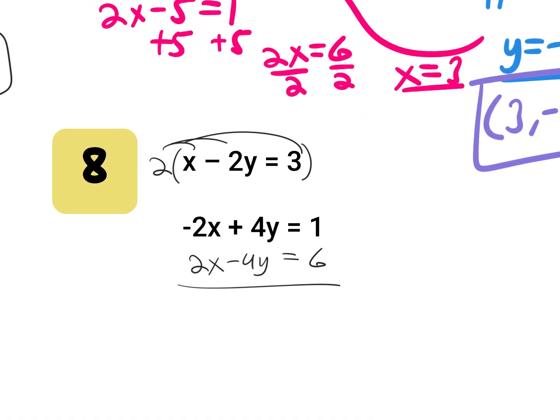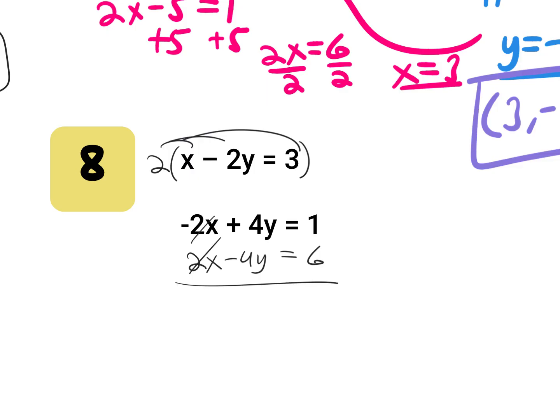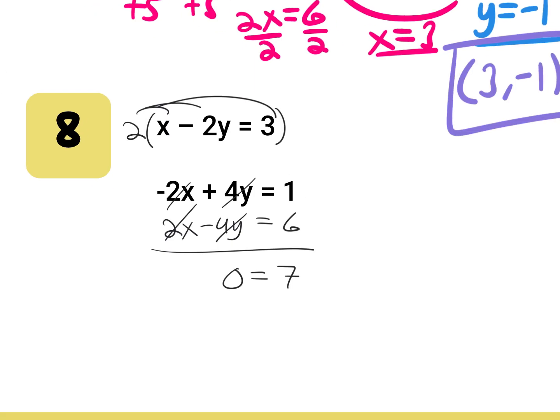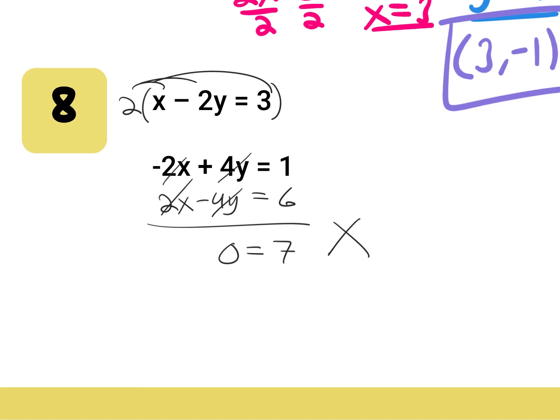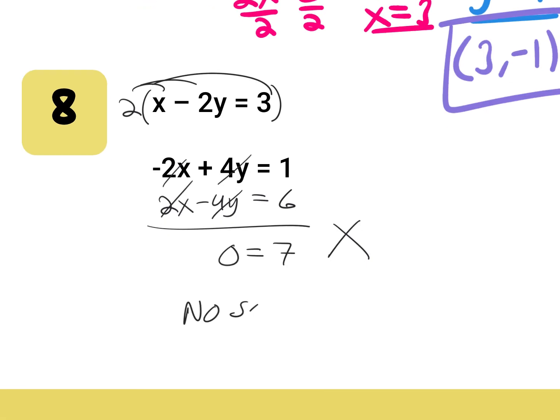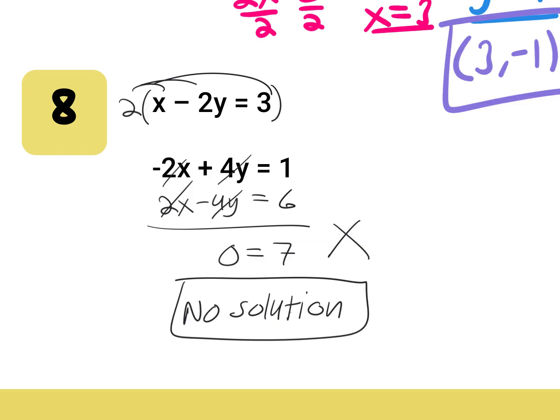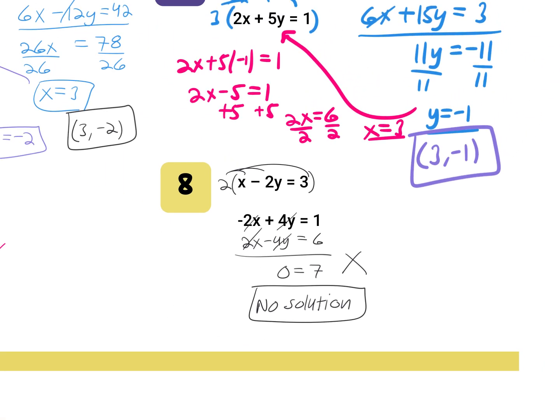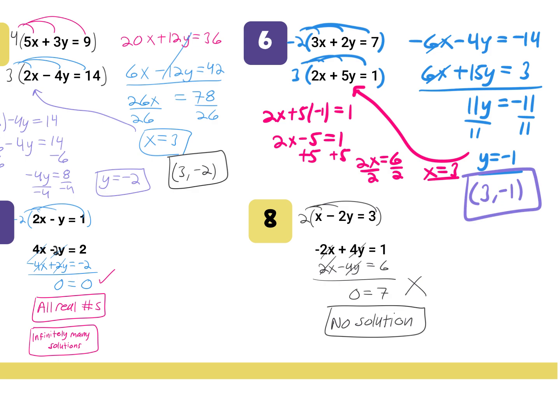And then when we combine these, -2x plus 2x cancels out. 4y minus 4y also cancels out. We get 0 on the left, and then we get a 7 right here. Does 0 equal 7? That's a false statement, so this is no solution. All right, no solution here. Those are the 2 special cases that you might run into. But otherwise, that's it for this lesson.